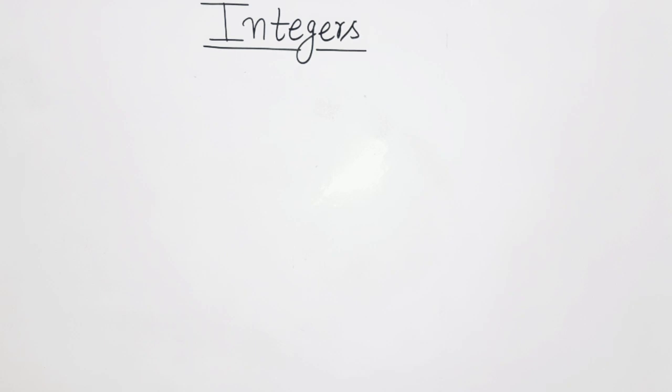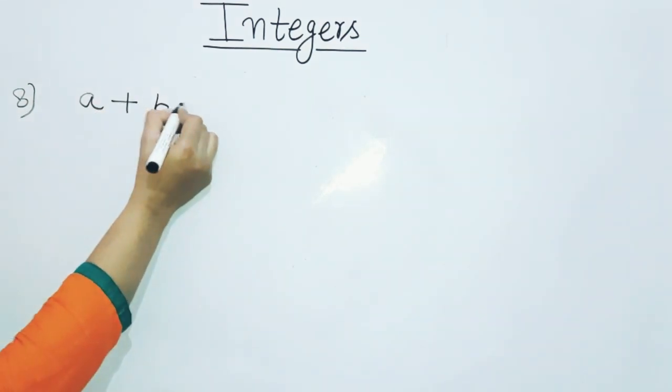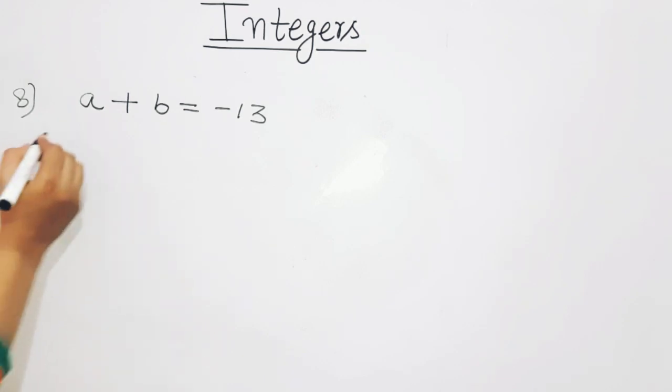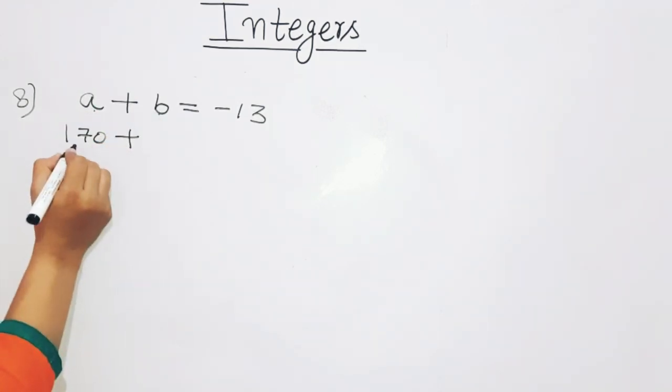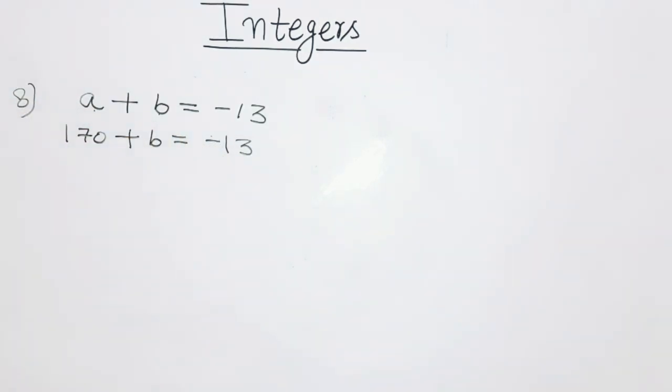So coming to question number 8. Question number 8 is, sum of two integers is minus 13. There are two integers, we don't know what those integers are. So we can write like that, a plus b is equals to minus 13. Sum of two integers is equals to minus 13. If one of the numbers is 170, find the other. So we can take it either as a or as b. So I have taken it as a. One integer is 170. What is the value of the other integer?